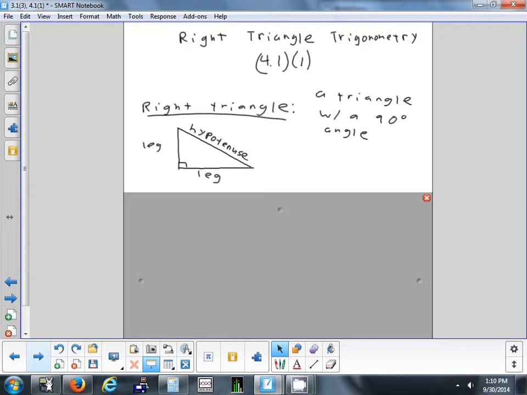So we're going to just start out with reviewing a few basic ideas. What is a right triangle? A right triangle is any triangle that has a 90-degree angle in it. The 2 shorter sides in the right triangle we call legs, and the long side, that's your hypotenuse.